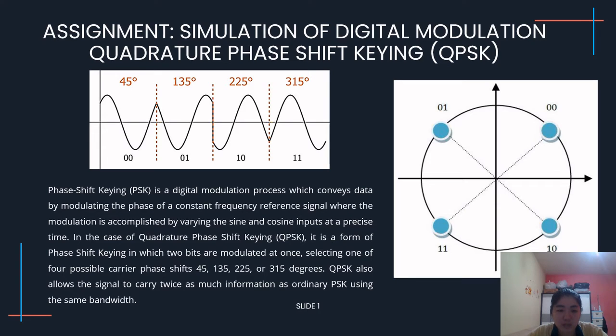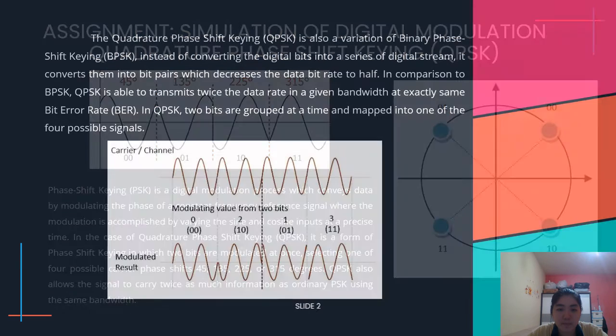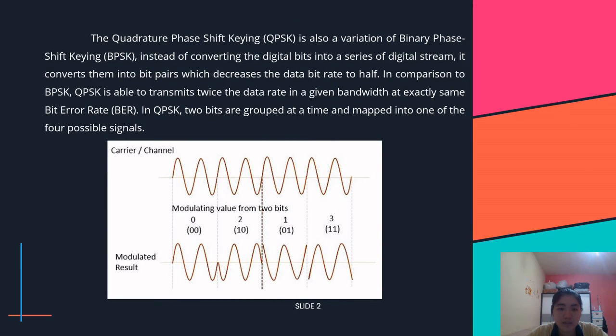QPSK also allows the signal to carry twice as much information as ordinary PSK using the same bandwidth. Next, QPSK is also a variation of binary phase shift keying (BPSK). Instead of converting the digital bits into a series of digital streams, it converts them into bit pairs, which decreases the data bit rate by half.